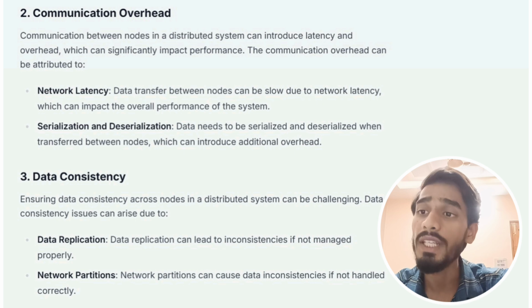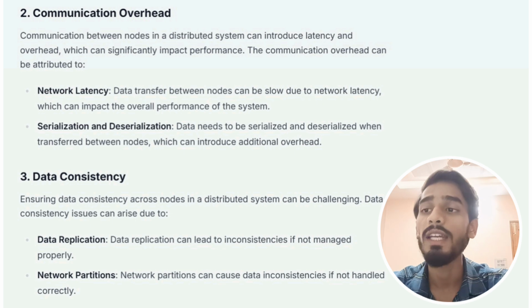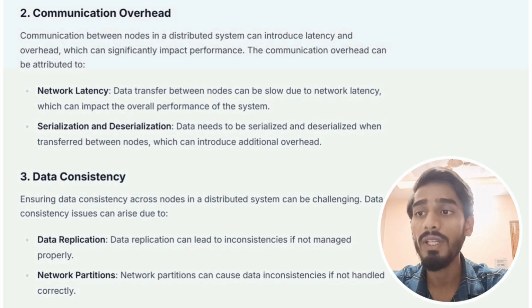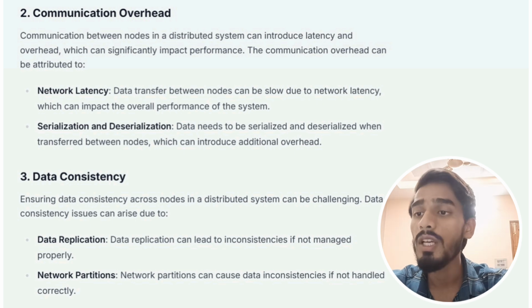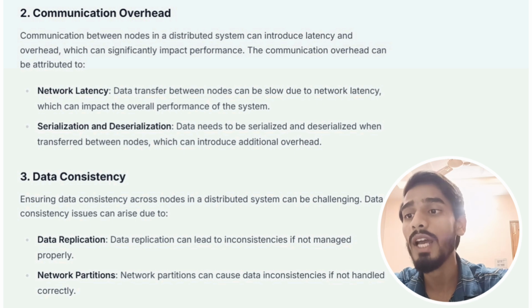Next challenge will be data consistency. Ensuring data consistency across nodes in a distributed system can be challenging. Data consistency issues can arise due to data replication and network partitions. What is data replication? Data replication can lead to inconsistencies if not managed properly. What about network partitions? Network partitions can cause data inconsistencies if not handled correctly.